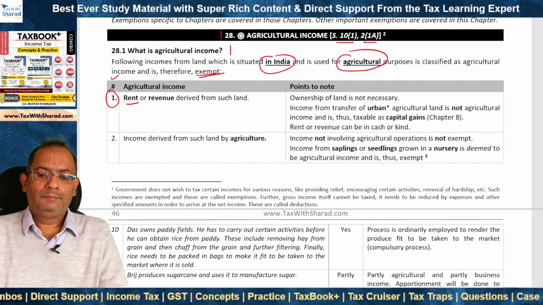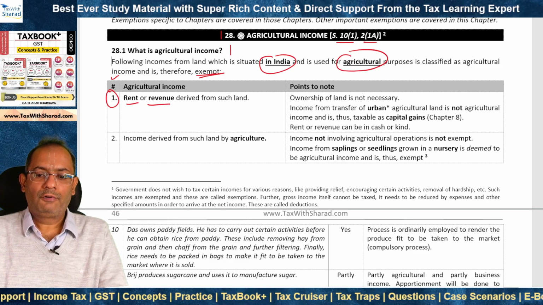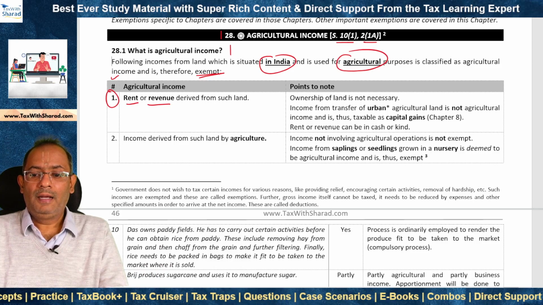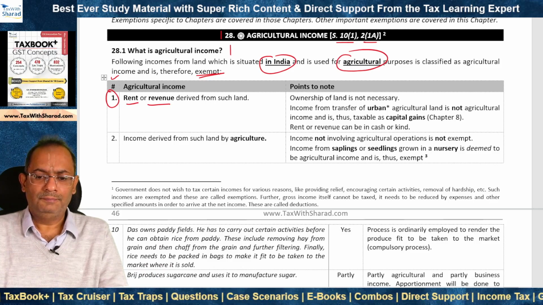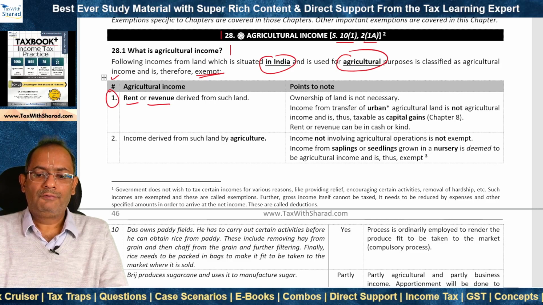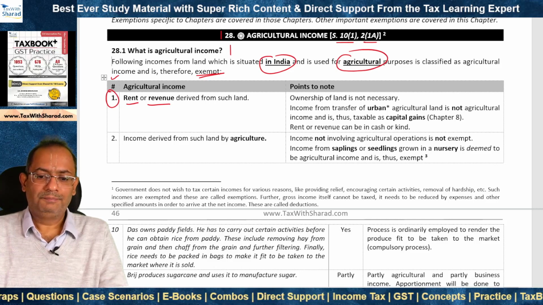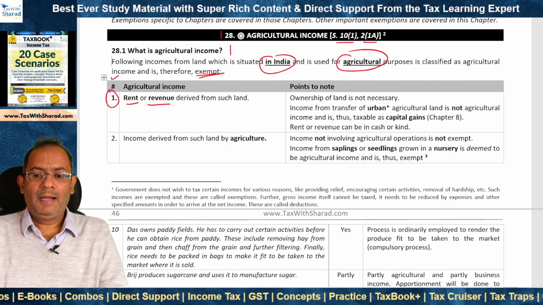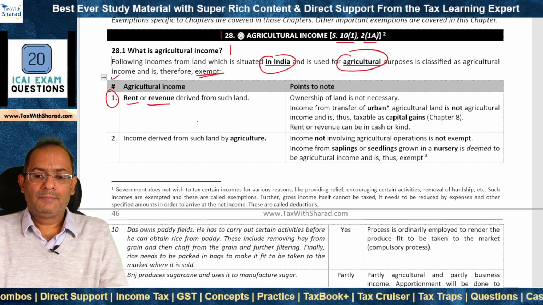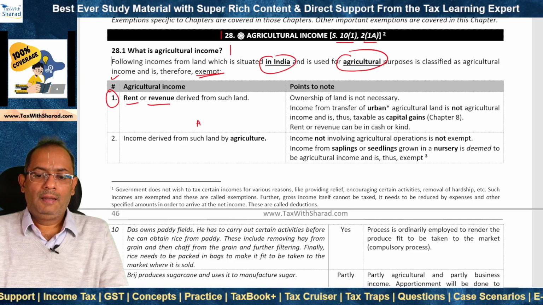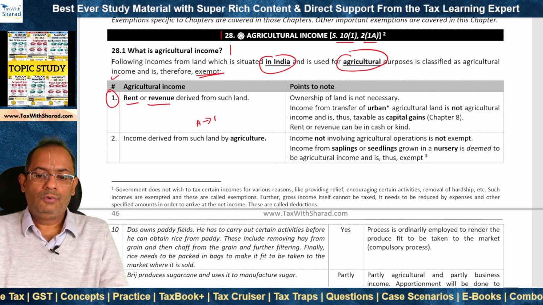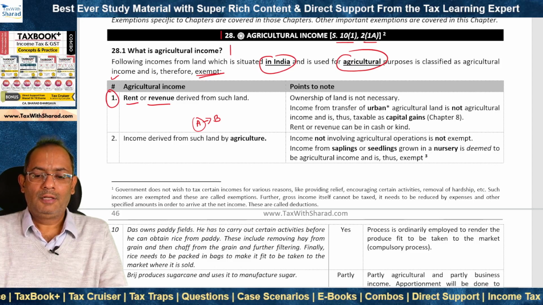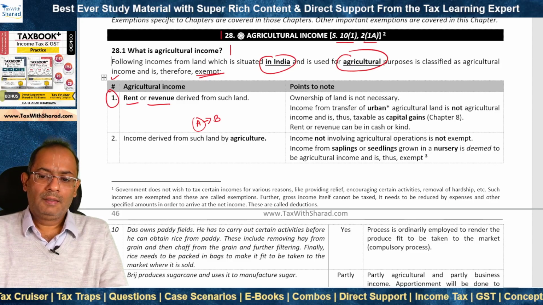Number one, rent or revenue derived from such land. Which land? Land which is situated in India and is used for agricultural purposes. So rent or revenue derived from such land is agricultural income, right? For example, there is a land which is used for cultivating maize, which is owned by A and which is rented out to B. So rent which is earned by A is agricultural income and is exempt from tax.